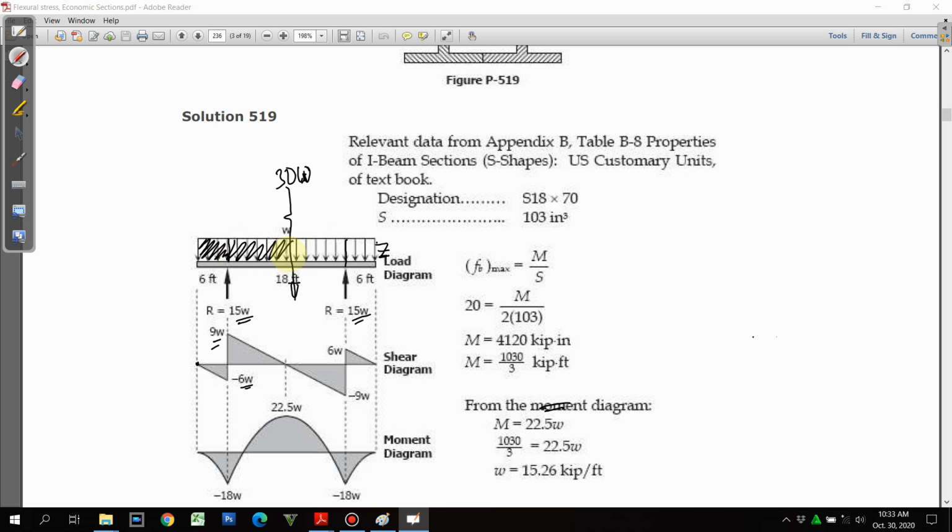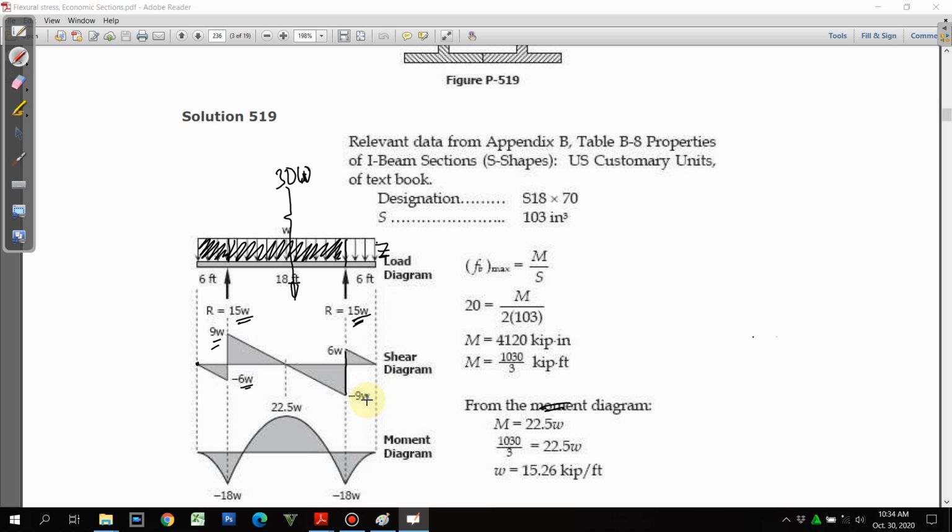Okay. And that portion is 18W. So from 9W, we subtract 18, we have negative 9W. And then we have here the pointed load at this point. So we have 15 units upwards. Therefore, this is 6W, and then 6W, just close it out to 0.